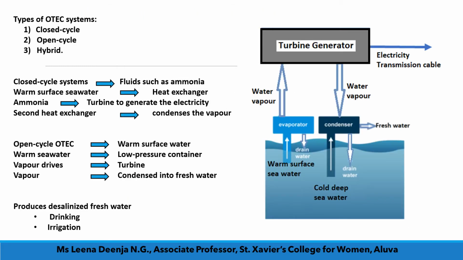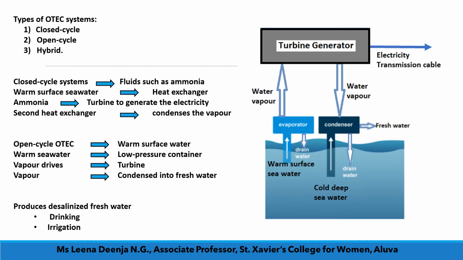There are three types of OTEC systems. They are the first one closed cycle, second one open cycle, and third one hybrid OTEC system. Closed cycle systems use fluids such as ammonia, having a low boiling point, as the working fluid. Warm surface seawater is pumped through a heat exchanger to vaporize the ammonia. The vaporized ammonia is used to drive the turbine to generate electricity. A second heat exchanger pumped with cold water condenses the vapor into a liquid and the cycle is repeated.